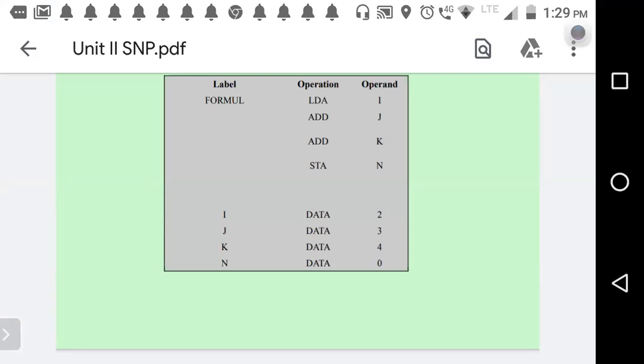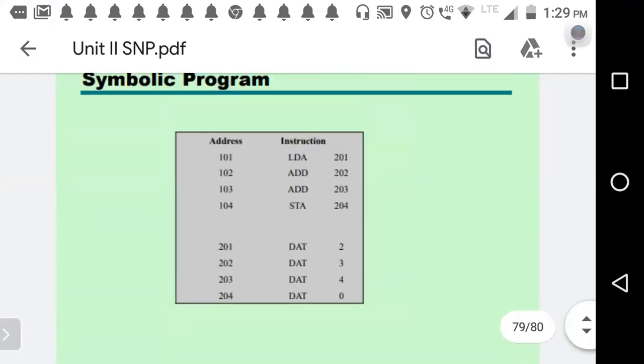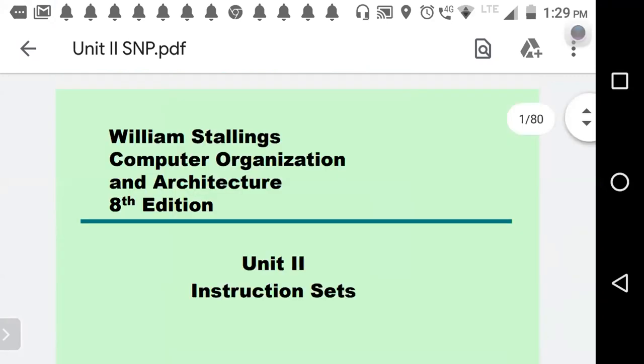They have migrated from other branches. So for them, it may be difficult to understand now because we have completed almost 2 units. But it is a very, very simple subject, computer architecture and organization. If you read or even listen once, you can easily remember all the concepts. Okay? So don't worry.